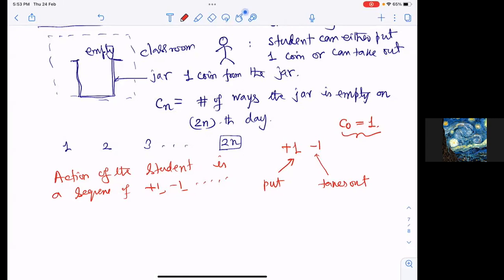Sir, the constant term in (x plus 1 by x) raised to 2n. Are you trying to construct a generating function for it directly? Yes. But what is your idea? Like we can either put in a coin or take out a coin. So right.